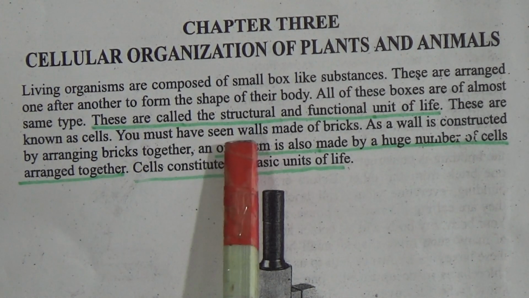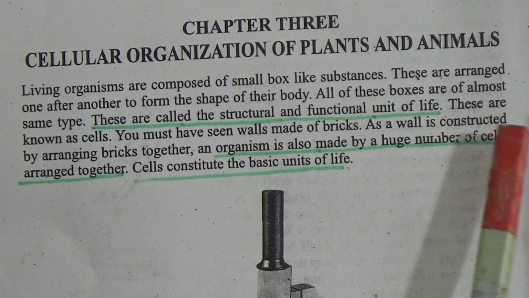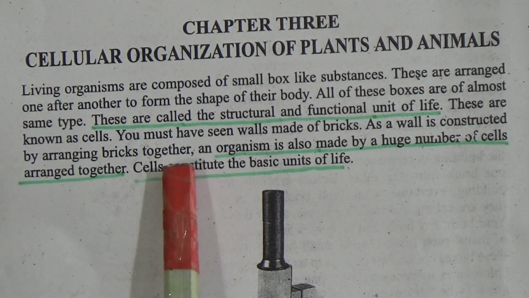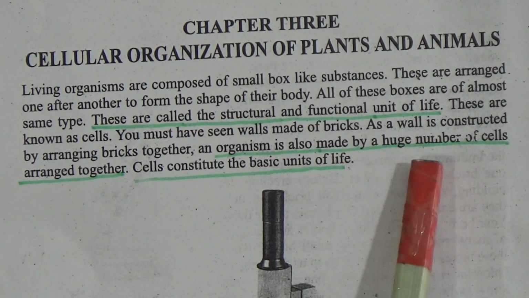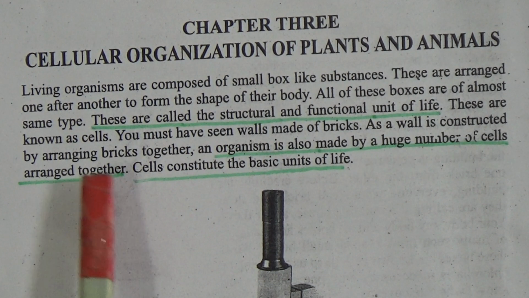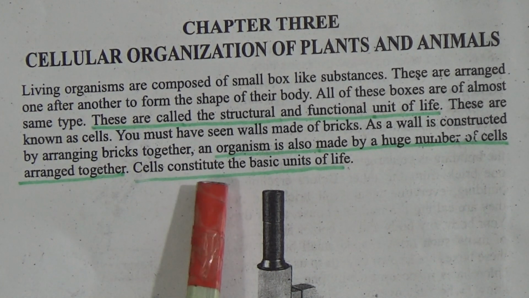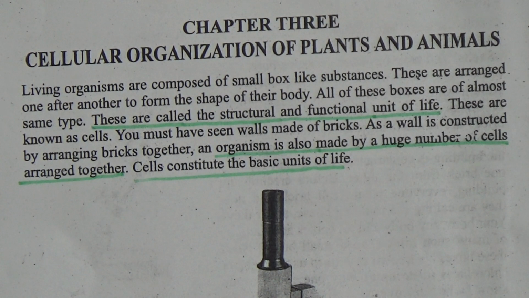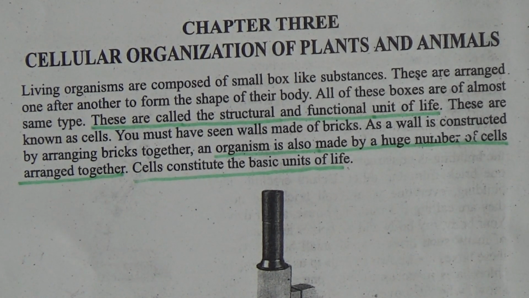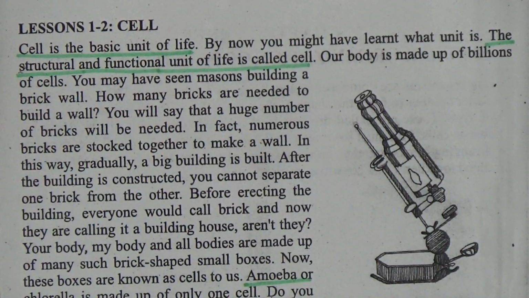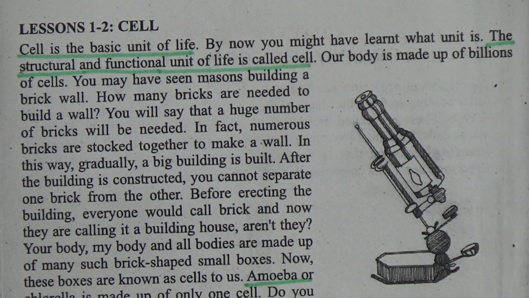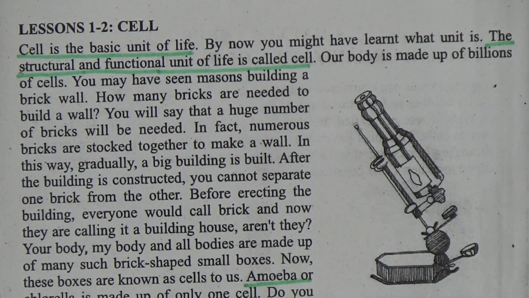You must have seen walls made of bricks. As a wall is constructed by arranging bricks together, an organism is also made by a huge number of cells arranged together. Cells constitute the basic unit of life. Cell is the basic unit of life. And now we go to lesson number 1 to 2. Cell. What is cell? Cell is the basic unit of life. Without cell, there is no life.